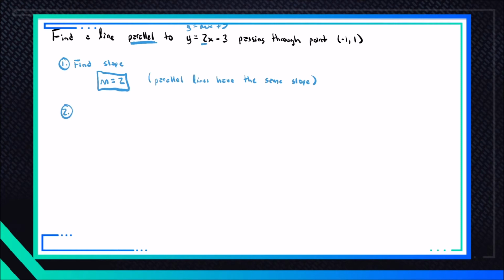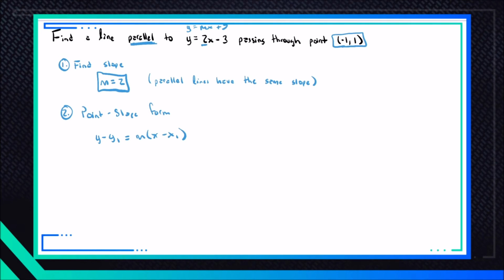Next, we need to plug this into point slope form. And so our point is going to be negative 1, positive 1. And point slope form is y minus y1 is equal to m times x minus x1. This y without a number and this x without a number are going to remain y and x. We just plug our point, negative 1, 1, into y1 and x1. So we're going to take y minus y1, which is a 1, is equal to m, which is 2, times x minus x1, which is a negative 1.